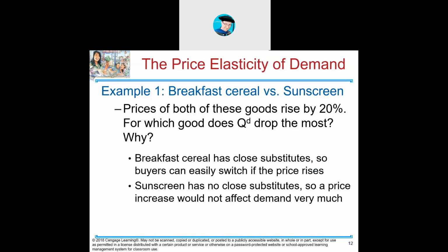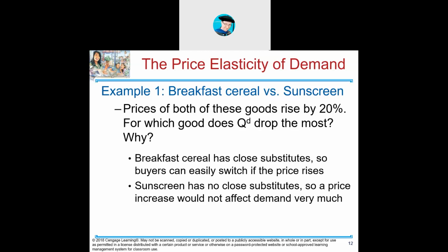Breakfast cereal. Instead of buying breakfast cereal, people can buy something like bananas, or other breakfast foods, granola, whatever, right? There are substitutes, close substitutes. So if the price rises on breakfast cereal, people will just substitute some other breakfast item. But sunscreen, I don't know what else protects you, I guess umbrellas, but I would think that would cost more than sunscreen, right? So there's not really a good substitute for sunscreen.